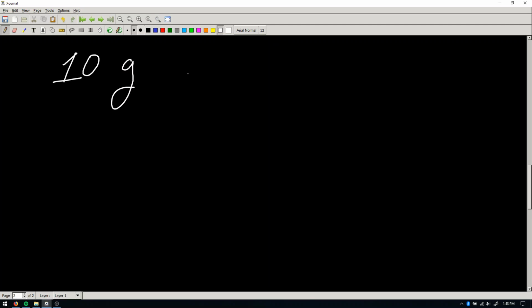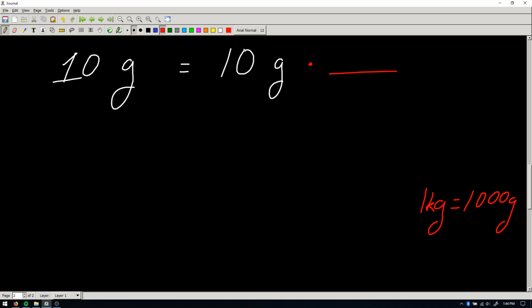Here's how I would do it. 10 grams. If I want to convert that to kilograms, I have to multiply by a conversion factor. I would determine how many grams are in 1 kilogram. I already know the answer to that. 1 kilogram equals 1,000 grams. So here's how I'd multiply the ratio. I have a gram over here, so I'd leave the gram on the bottom and go 1,000 grams, and then on top I would put the kilogram.